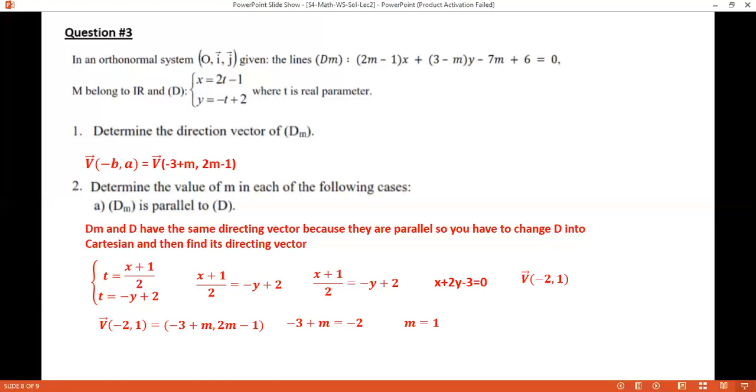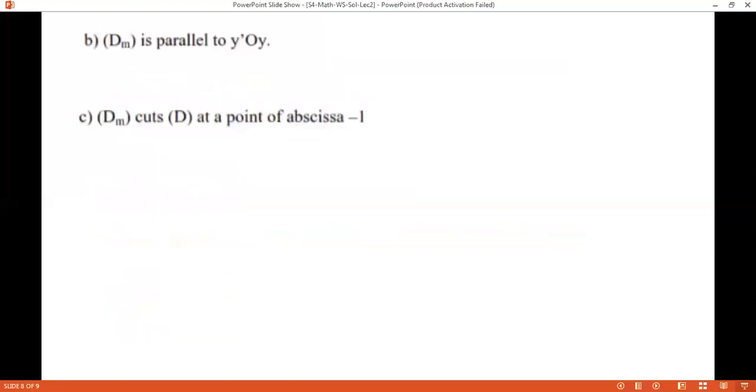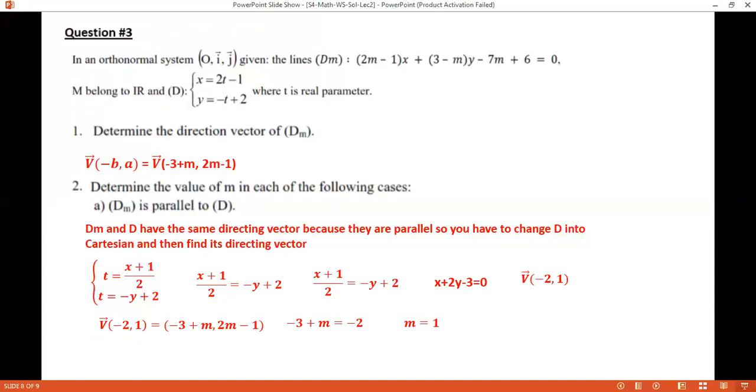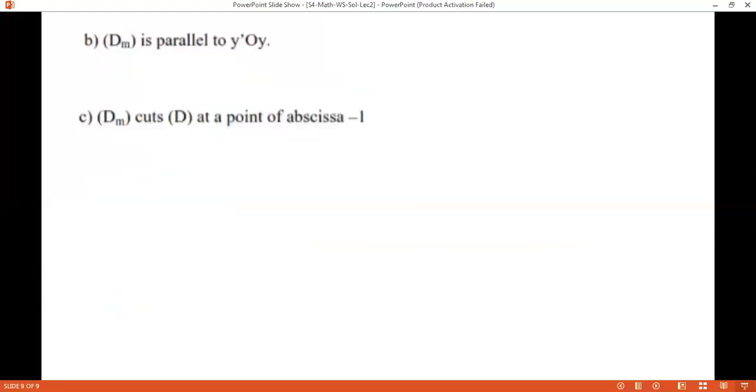Let us continue. And now we have DM is parallel to y prime oy. If the straight line is parallel to y prime oy, then the coefficient of x is equal to 0. So I just take the coefficient of y out here, which is 3 minus m. It should be 0 because there is no y. So you take 3 minus m equals 0, or m minus 3 equals 0, then m equals 3.